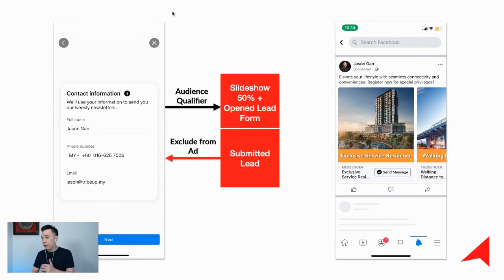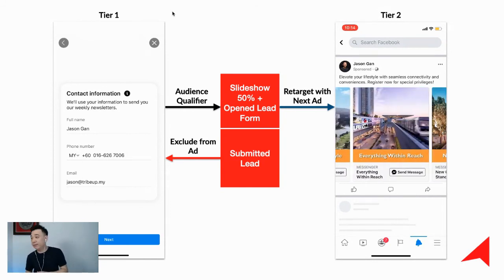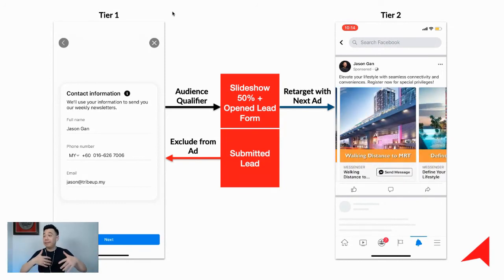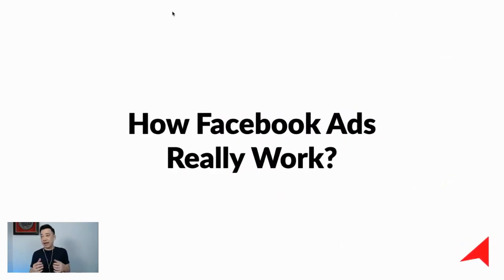For those who have not submitted, let's say those who have watched the video and opened the form, we use the second ad to retarget them, with a carousel maybe, or even something with a longer video or longer copywriting, just to reinforce the key message to help them make the decision. So that's the right way, and that's the two-step funnel way in a nutshell. I want to really share with you how Facebook ads really work. A lot of people, when they run ads on Facebook, don't really understand how Facebook ads really work.